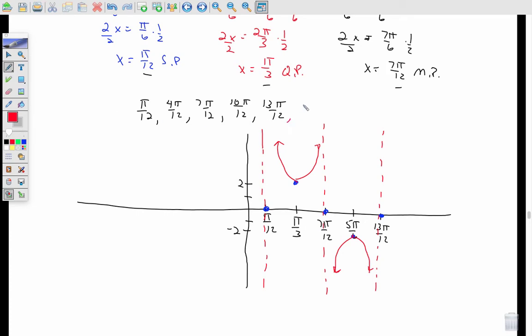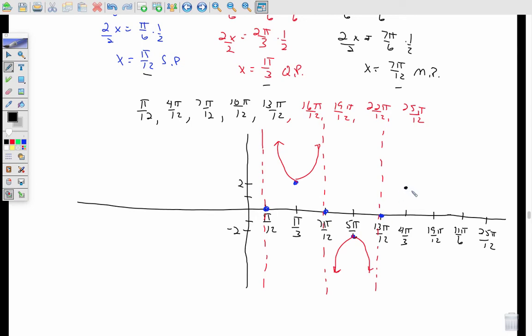Now our directions did say to graph one period on each side, so I'm going to keep going this way. My next critical points are 16 pi over 12, 19 pi over 12, 22 pi over 12, and 25 pi over 12. So as I go to put those on my graph, my x-axis, 16 pi over 12 simplifies to be 4 pi over 3. 19 pi over 12 does not simplify. 22 pi over 12 is 11 pi over 6, and 25 pi over 12 also does not simplify.